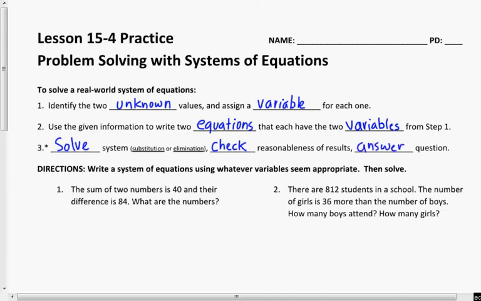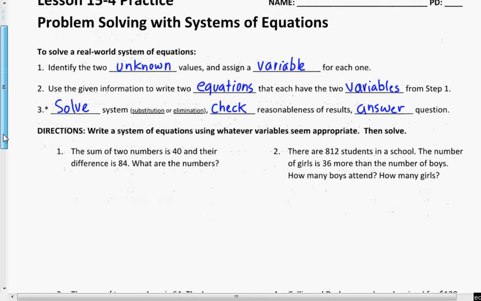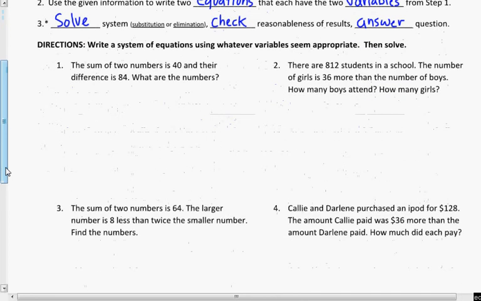So with this first story problem here, it says the sum of two numbers is 40. Remember, the word sum means addition. And their difference, that's subtraction, is 84. What are the numbers? The two unknown things in this case are two numbers.